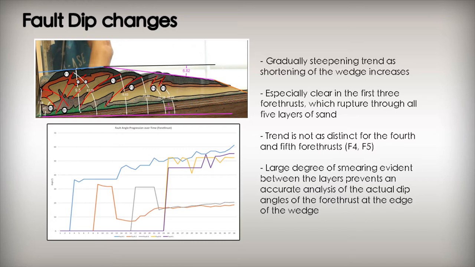We see that there is gradual stiffening of the fault as the deformation continues. This is especially clear in F1, 2, and 3, which clearly rupture through all given layers of sand. The trend is not as distinct for the F4 and F5 major thrusts. This is possibly because these faults are shorter and do not originate from the same decollement. Larger decrease or smearing is also evident between the layers, which prevents accurate analysis of the dip angles.